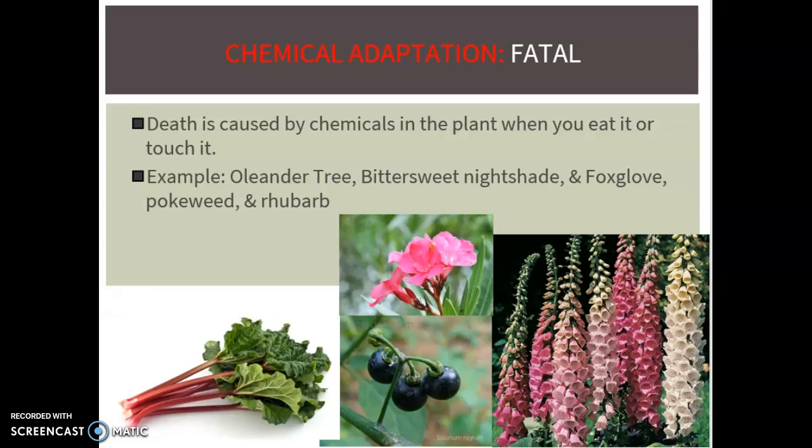Nightshade. I don't know if you guys have ever seen The Nightmare Before Christmas. Sally gives her boss the nightshade. Granted, it didn't kill him because he's already dead per se, but you get my point. Nightshade can kill you. Foxglove, pokeweed, and rhubarb. And yes, we do eat rhubarb, but what we eat in rhubarb is the stems. If we were to eat the leaves, that would make us very sick and could, in fact, kill you.